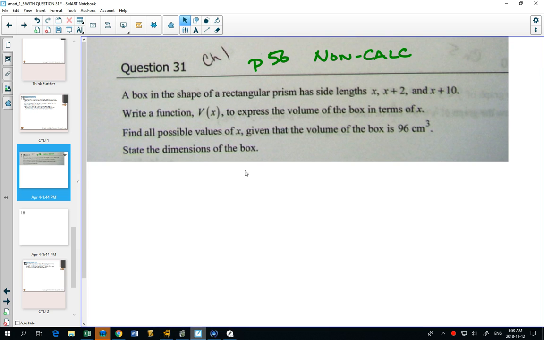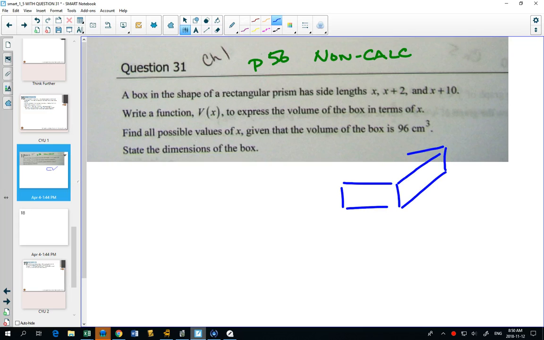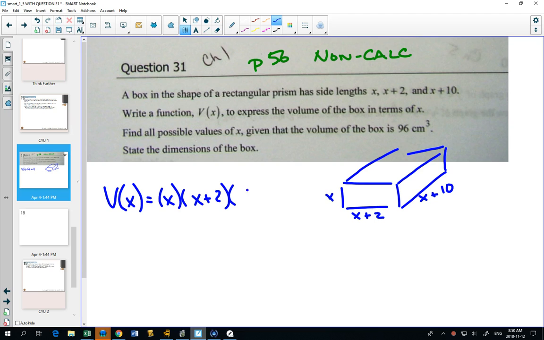A box is in the shape of a rectangular prism, has lengths of x, x plus 2, and x plus 10. So we could draw it out. x, x plus 2, and x plus 10. So often a visual really helps us solve something. Write a function volume in terms of x. So our volume function is length times width times height.